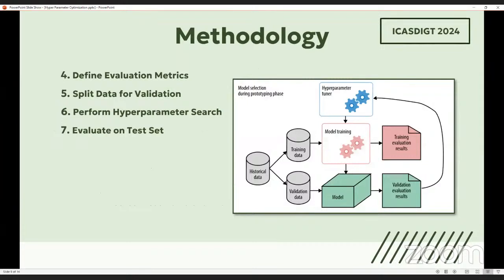The fourth one is defining evaluation metrics and splitting data for validation. The next one is performing the hyperparameter search and evaluating on the test set. On the screen beside, you can see the diagram of the methodology part.